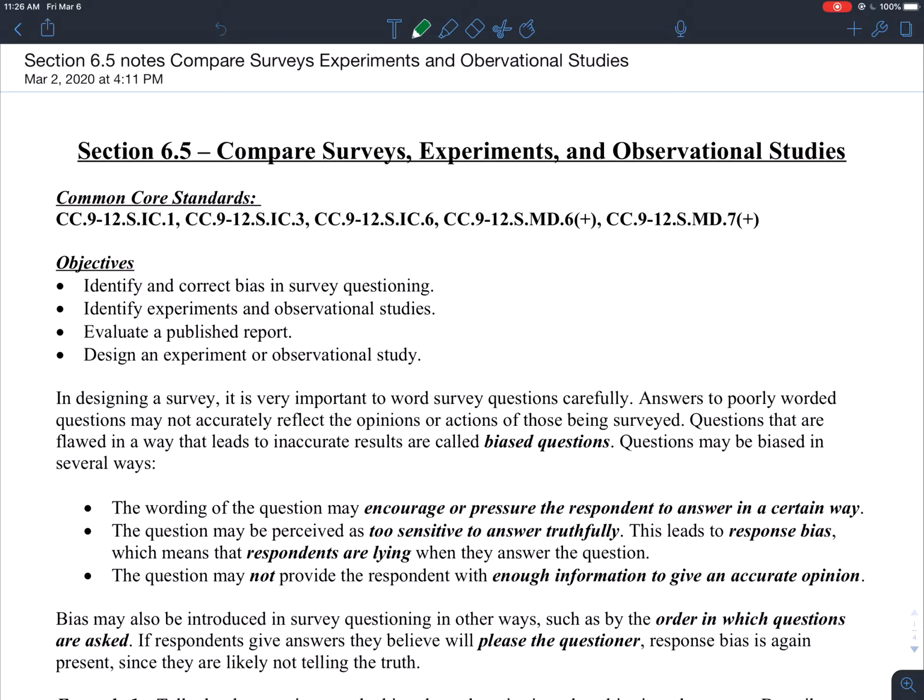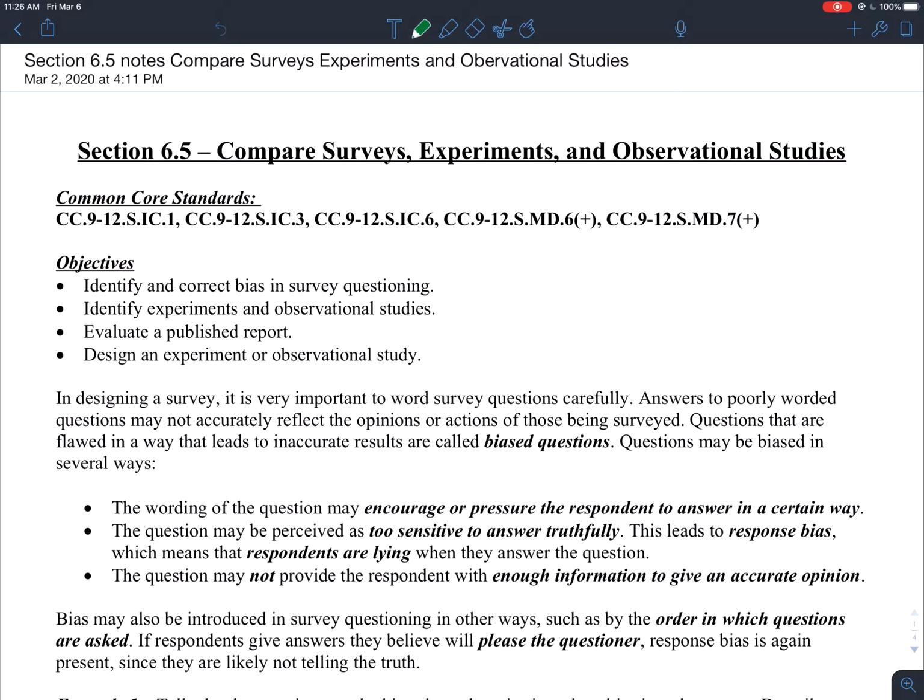So last section 6.4 we spoke about how to take samples, and samples are usually what you use when you do observational studies or surveys. Okay, and today we're going to talk about and contrast observational studies and surveys with experiments and some of the key features of an experiment. Okay, so here are objectives.